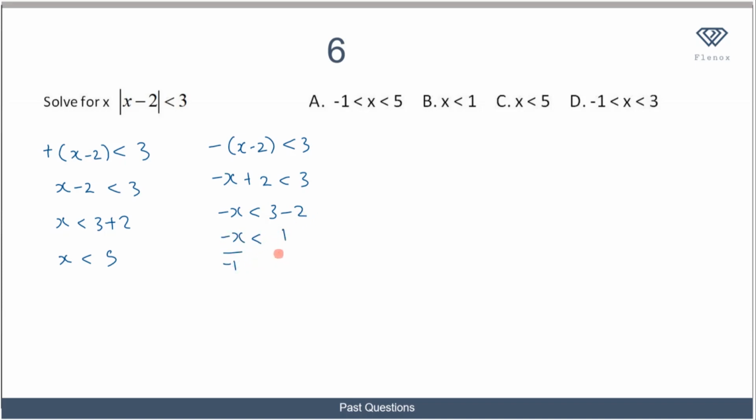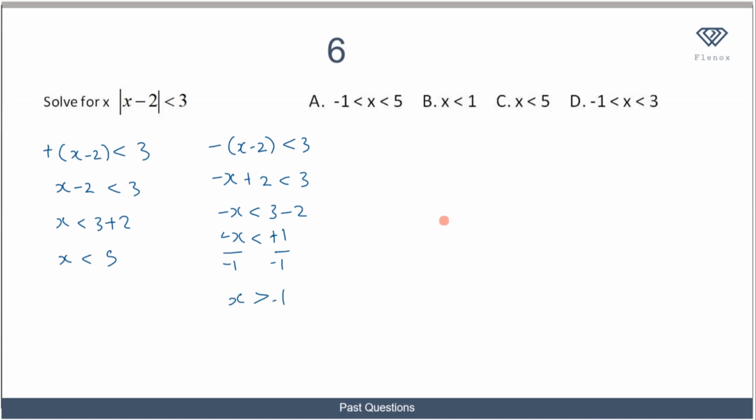And if I divide both sides by minus 1, since I'm dividing by a negative number, I reverse the inequality sign. So I have x is greater than minus 1. There's going to be a minus 1 here now. So 1 divided by minus 1 will give me a minus 1. So my x is greater than minus 1.